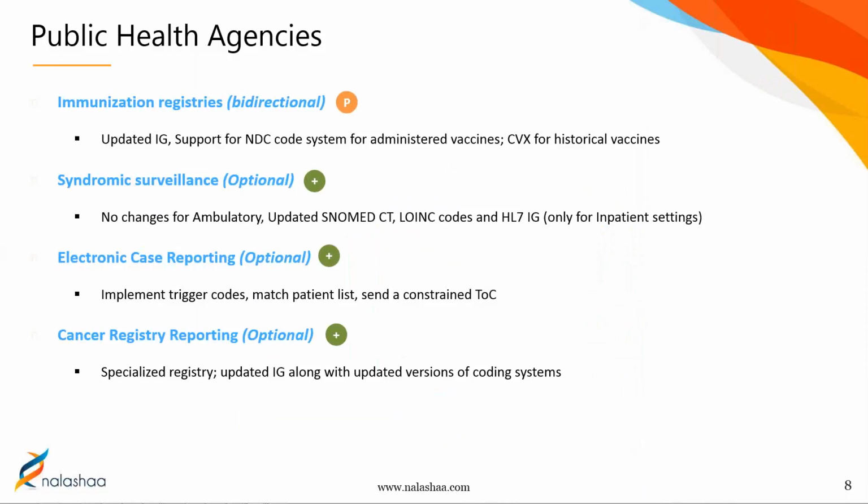The next measure that we have is syndromic surveillance. There's no major change in it for ambulatory, whereas for inpatient settings, the implementation guide is updated, and so are the coding systems. Then we see a new measure here, electronic case reporting. Electronic case reporting is nothing but sending a constrained transition of care document, which is your CCDA, for a complete list of patients. Maybe your list of diabetic patients, report those to the registries, and that is your electronic case reporting.